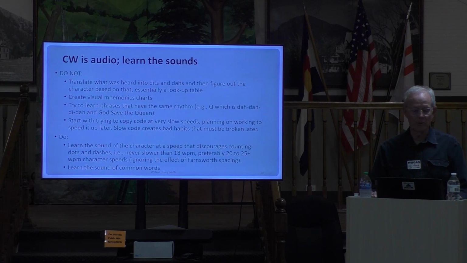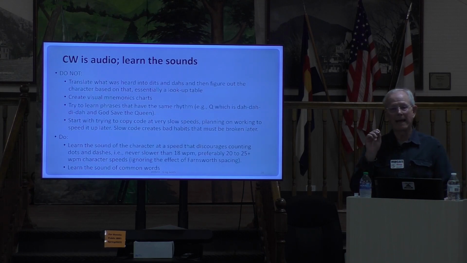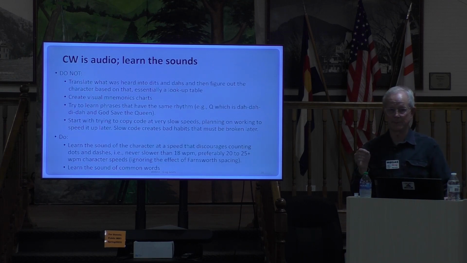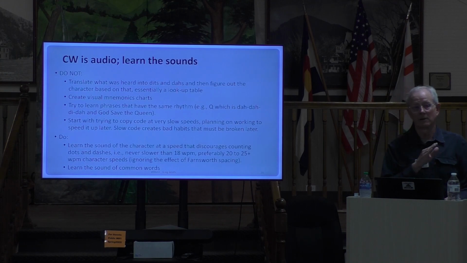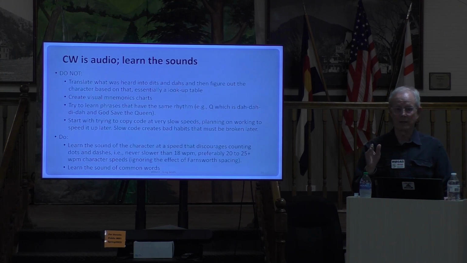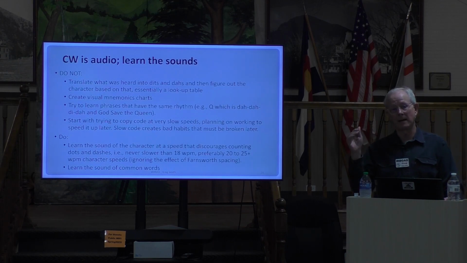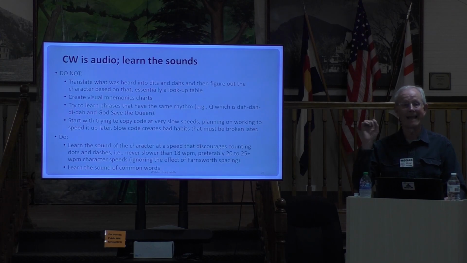Okay. Don't start copying code at really slow speeds, figuring, well, you'll speed it up. Really, really a problem, I think. So what you want to do is listen to hear the character. And you want the elements, the dits and the dahs, set at relatively higher speeds. I would say never lower than 18, most times at 20. My beginner classes, we start them at 20, and after the first week, we bump them up to 25 words a minute character speed.